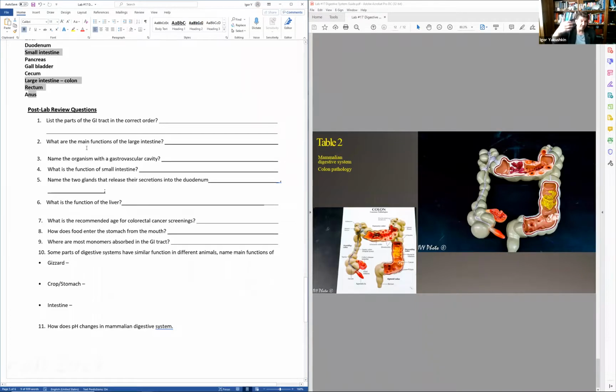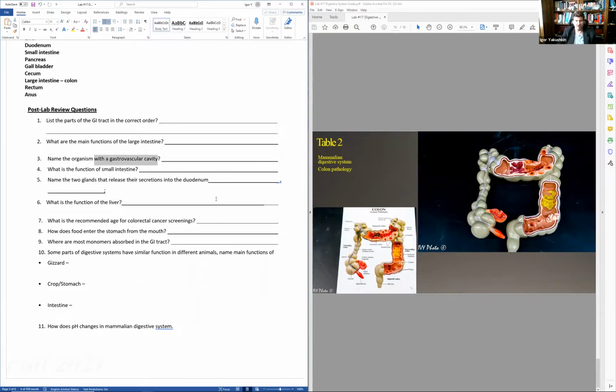So what are the main functions of the large intestine? Temporarily store undigested material, reabsorption of water, and reabsorption of some of the minerals, as well as the vitamins. Name the organism with a gastrovascular cavity. Cnidarians and the flatworms.